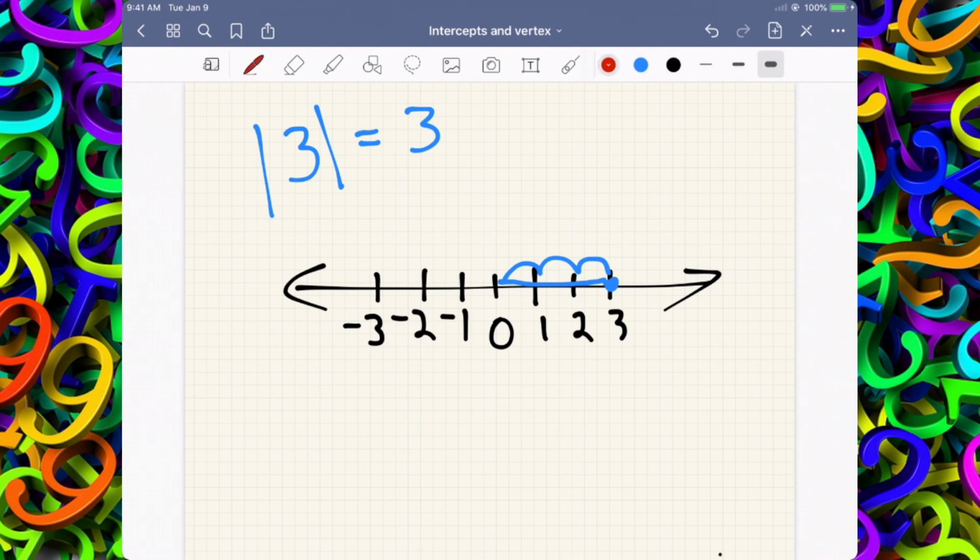Similarly, we can find the absolute value of negative 3. On the number line, how far away is it from 0? It is 1, 2, 3. 3 away from 0, so the absolute value of negative 3 is also positive 3.